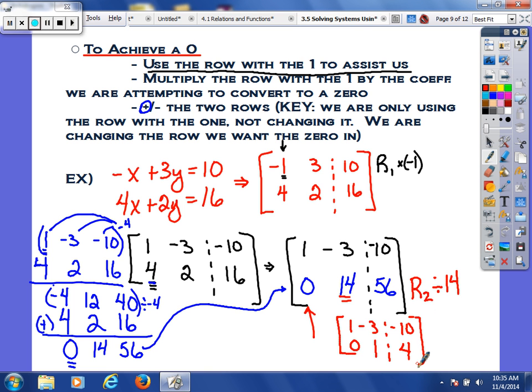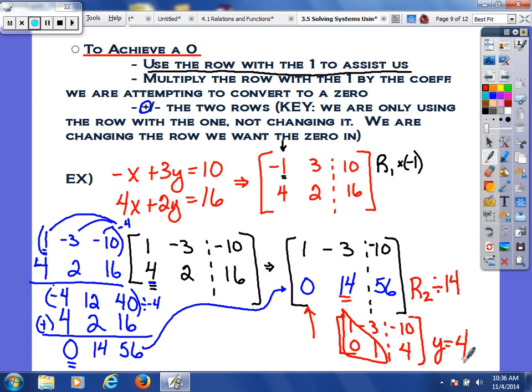Now look at what we have. We're done. There's your row echelon form. What does it mean? 0 x's, 1 y. I don't even need to put 0 x's. I have no x's. I have 1 y. And what does that y equal? 4. I have found my y.